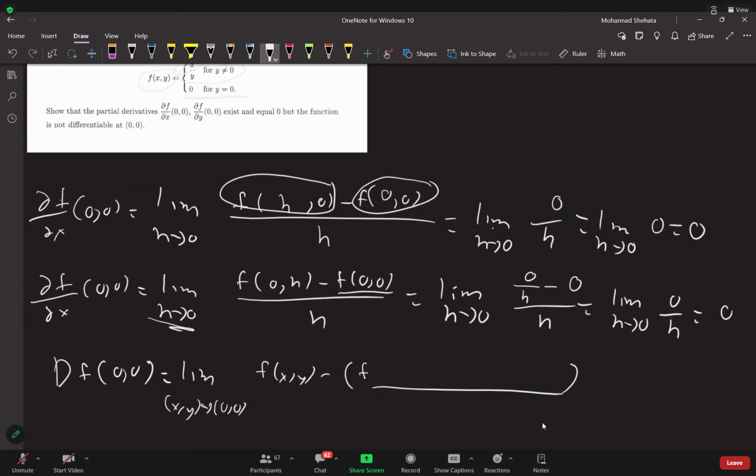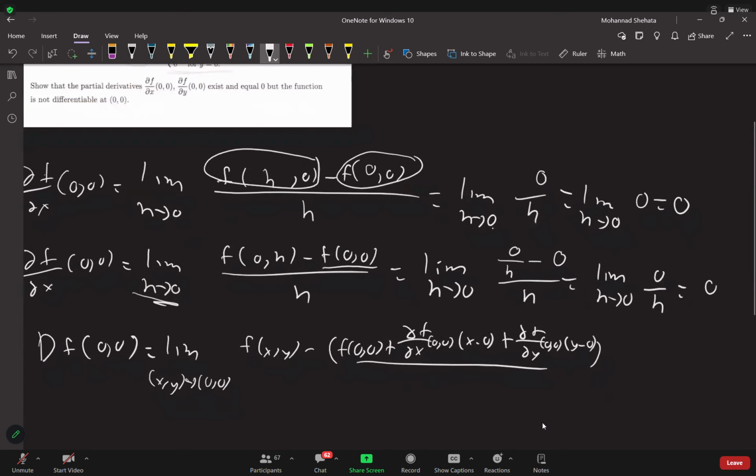So this would be f of 0 plus partial f partial x at 0 times x minus 0 plus partial f partial y at 0 times y minus 0, over the norm of (x,y).